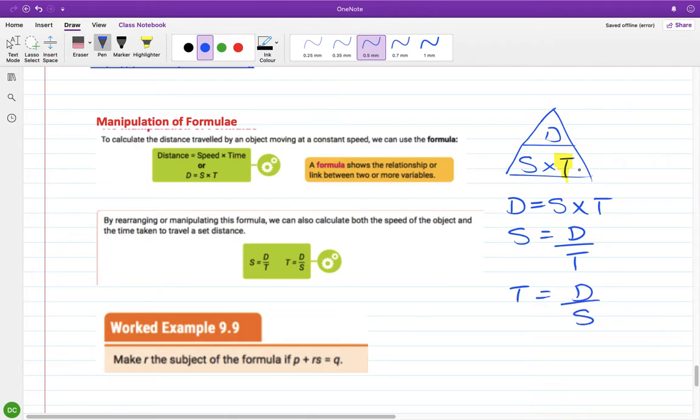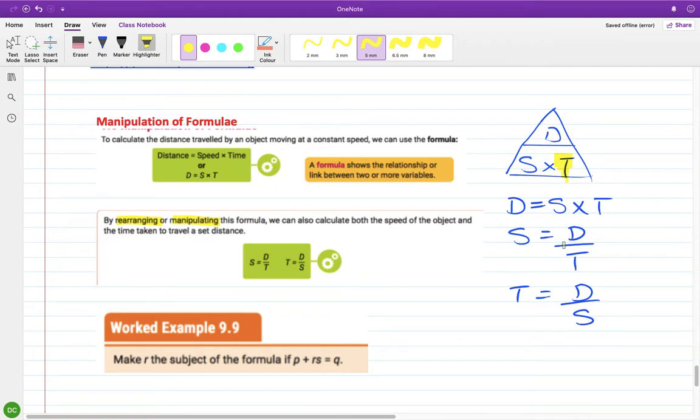Okay, so what I've done there is I've manipulated that formula three ways. The word is manipulated or rearranged, those are the two words. So rearranging or manipulating. There are three different ways I can do that because there are three variables in that formula.